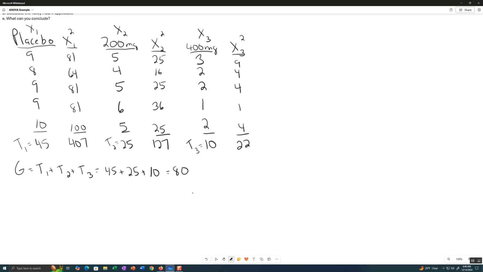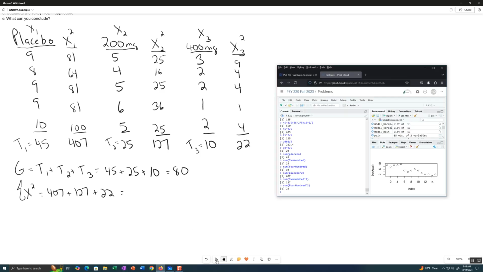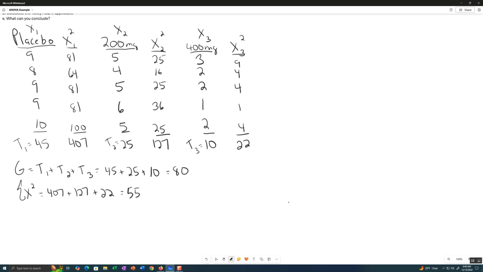And I also needed the sum of x squared. Summing up all the x squared values is simply these other columns: column 2, column 4, and column 6. So that's going to be 407 plus 127 plus 22. Let's just double check to be safe. 407 plus 127 plus 22 gives me 556. And that's my sum of x squared values. So far I've set up the problem the way I want to set it up, and now we're going to start computing.